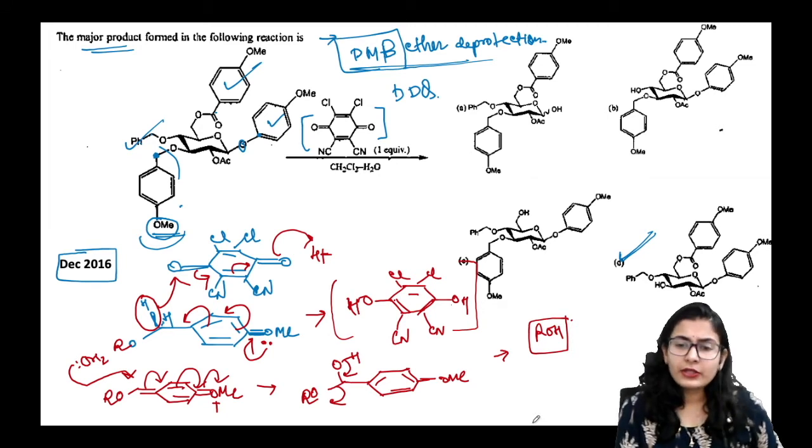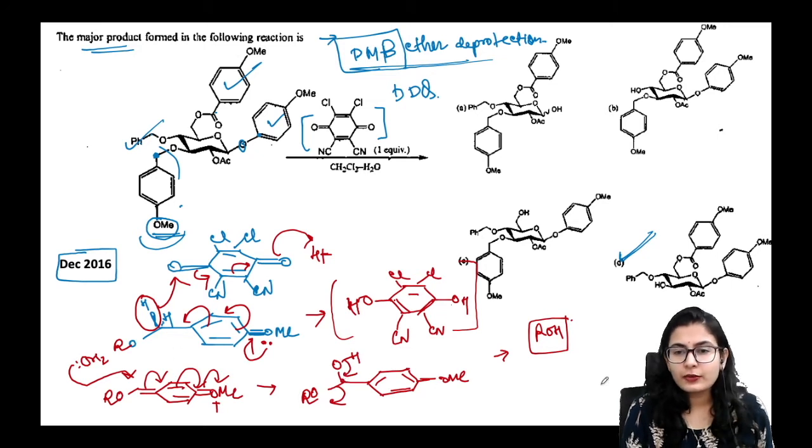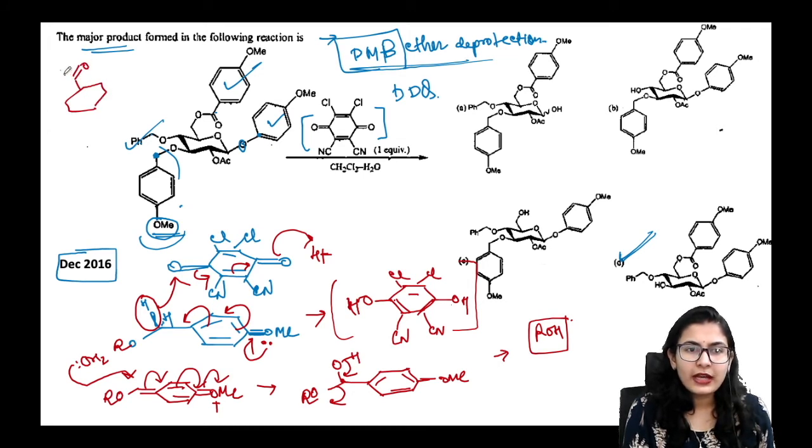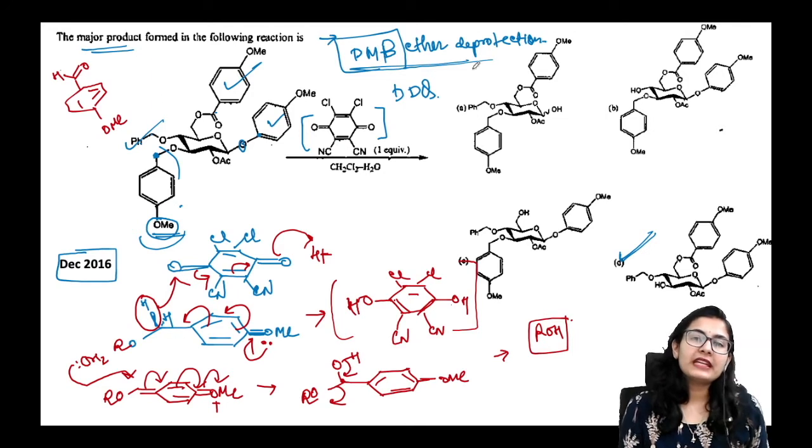Okay, you are going to get the ROH, and along with that you get this molecule over here, which has the carbonyl. I just hope that you can see this. If not, I'm trying to draw it over here. You have a CHO like this and the methoxy. So this is the mechanism of PMB ether deprotection.